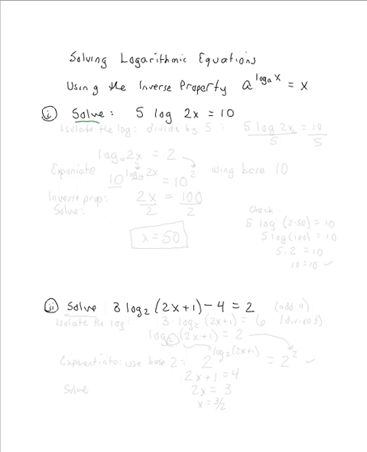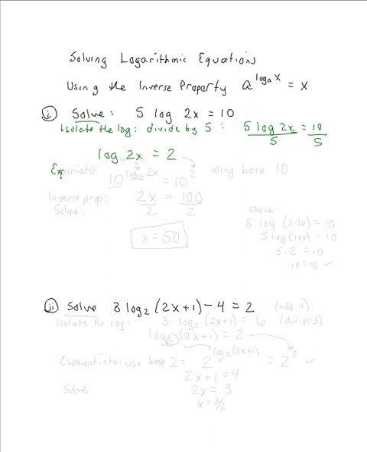Now when we're solving logarithmic equations, in order to use the inverse property, first we need to isolate that logarithm. I have 5 times the logarithm of something. I'd like to have the logarithm by itself, so I can simply divide by 5 first. Dividing both sides by 5, we're going to have the log of 2x equal to 2. Now we've isolated that logarithm by itself.